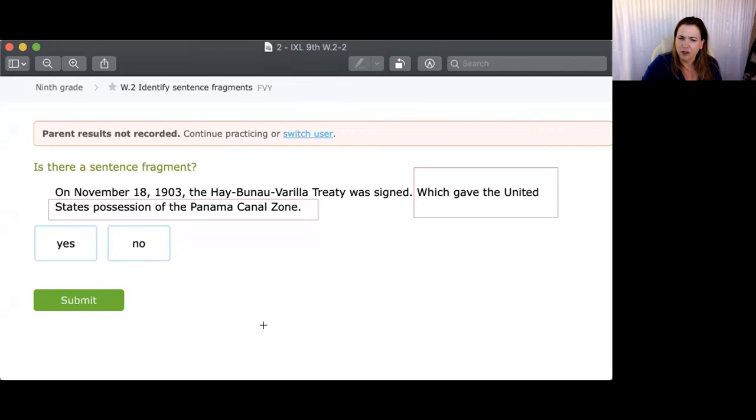So it says, is there a sentence fragment? On November 18th, 1903, the Hay-Bunau-Varilla Treaty was signed. Is that a complete sentence? Yes, it is a complete sentence.